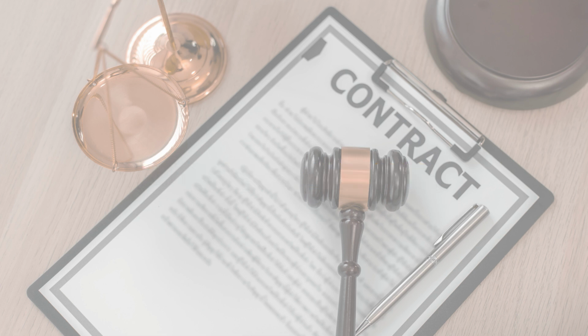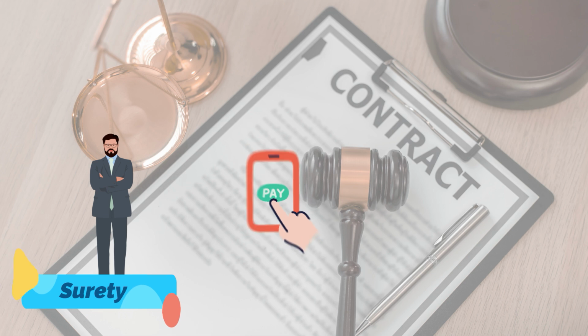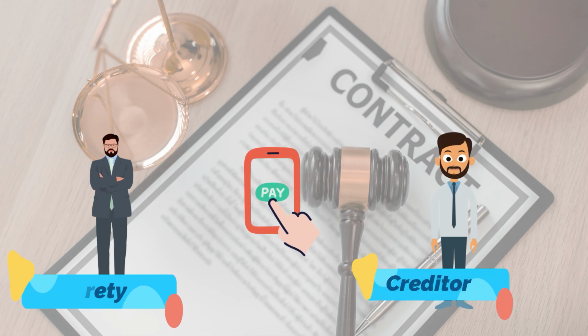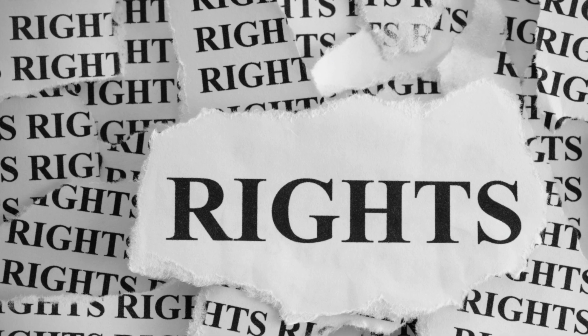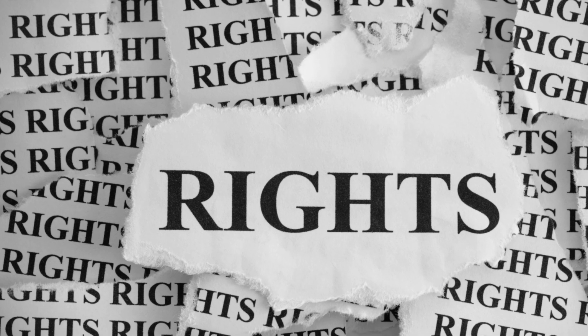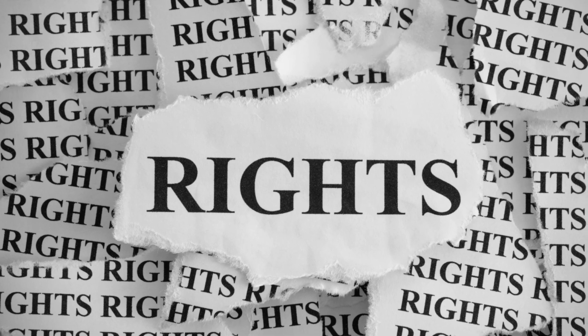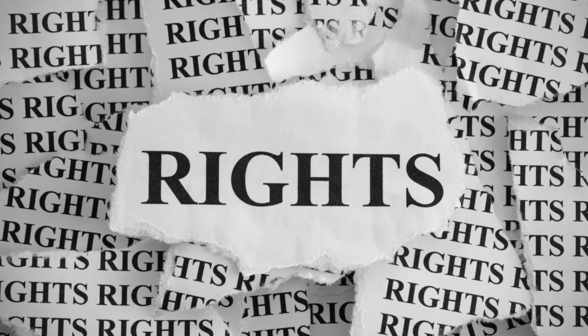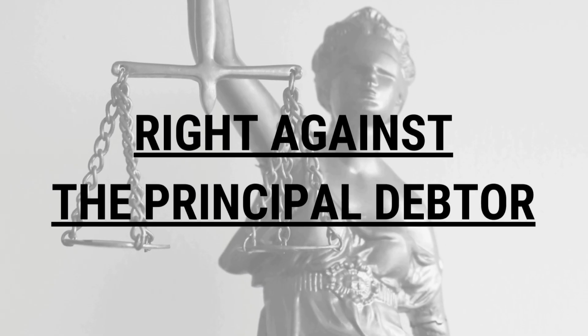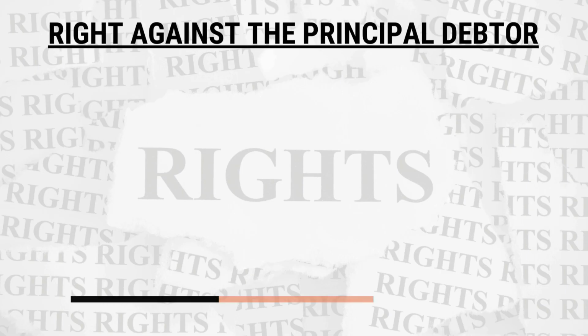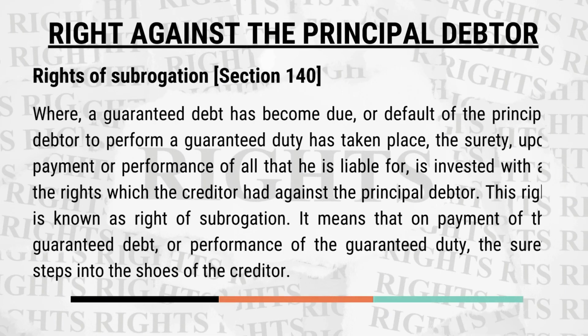So, one must know if surety has made the payment to the creditor, what are the different rights of the surety against these three categorically parties. First, I would be discussing right against the principal debtor. See, against principal debtor, he has two rights.